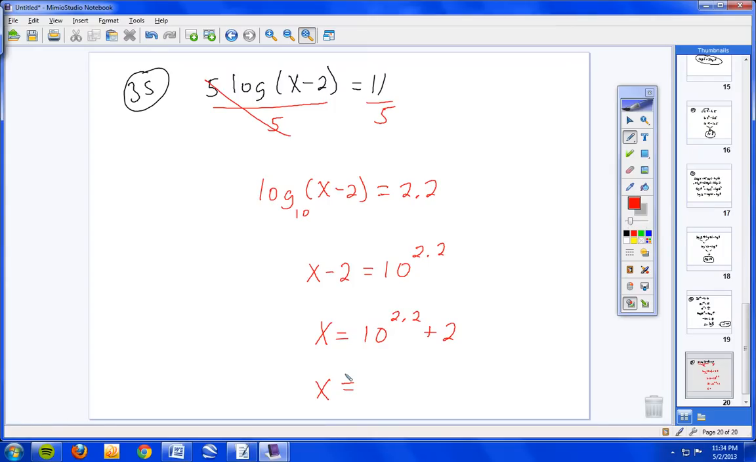10 to the, let me clear my screen here, 10 to the 2.2 power, and then plus 2. I'm getting out a pretty big number. I'm getting out 160.49. All right. Very good. Moving on to number 37. Number 37.